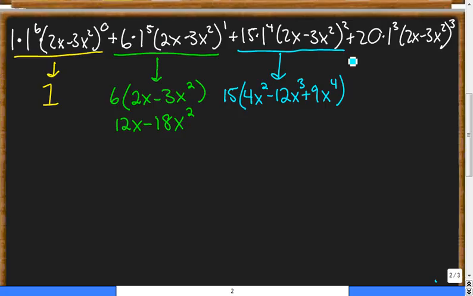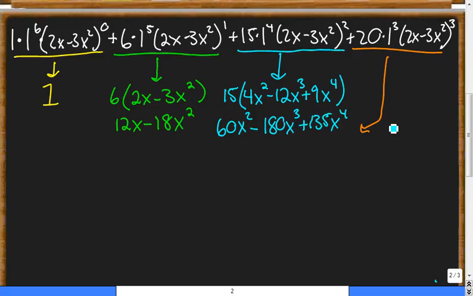So there we go. And now the last part, a little hairier for sure. I'm going to bring this down here, and actually, let me multiply this out real quick. So I get 60x squared minus, 15 times 12 is 180x cubed. Then 15 times 9 is 135x to the fourth. And then this last part that we have, super fun. We're going to get 20 times 2x minus 3x squared cubed.